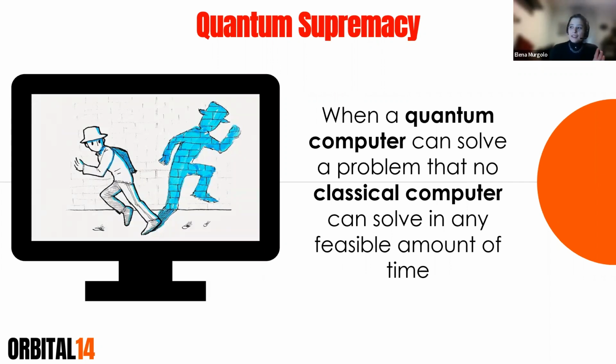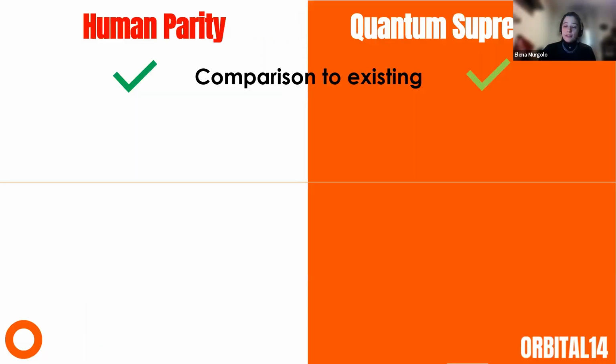Quantum supremacy is the moment in which a quantum computer will be able to solve a problem that a classical computer, so the ones that we have today with the CPUs and GPUs and whatever else, can't solve unless it is occupied for an unbelievable amount of time, like 200 or 300 years. Why am I talking about quantum supremacy in the localization world? Because the two concepts, human parity and quantum supremacy, do have some parts that are quite similar. For instance, they are a comparison between two things, one existing and one that should be achieved at a certain point in time.